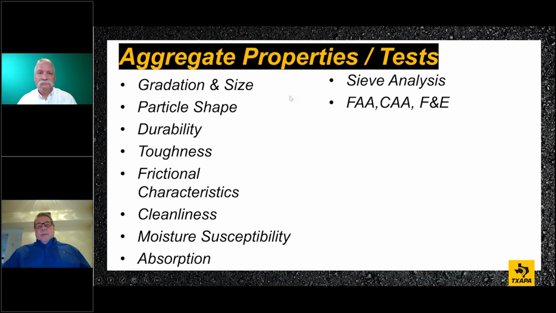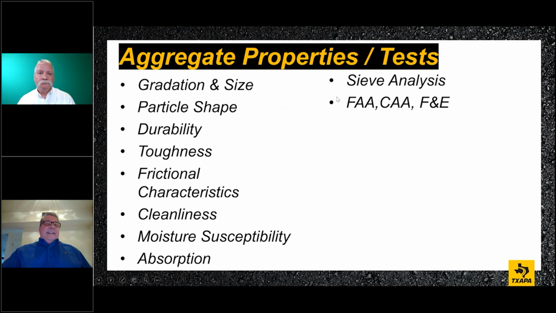Yep. Now we've got particle shape. So we talked about coarse aggregate angularity and fine aggregate angularity. And then we also have flat or elongated materials or rocks. Again, very, very important. We need to have those particle sizes be able to interlock together. We need those particle sizes to work together.